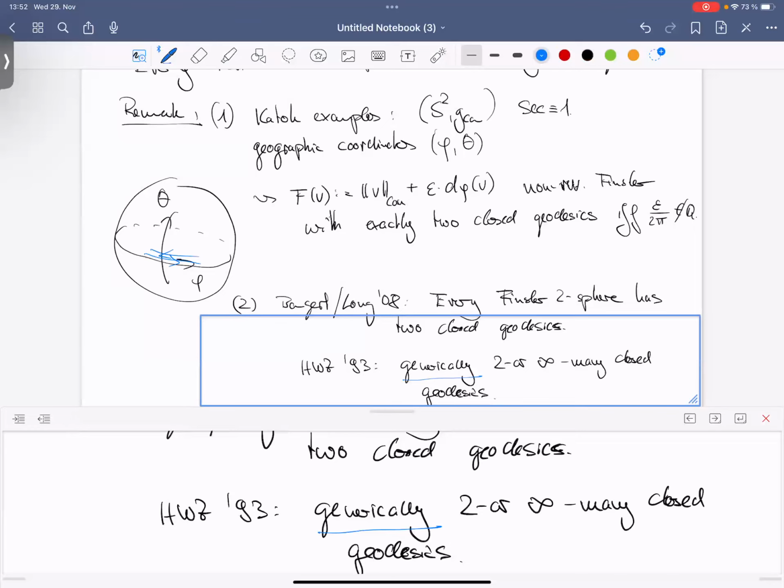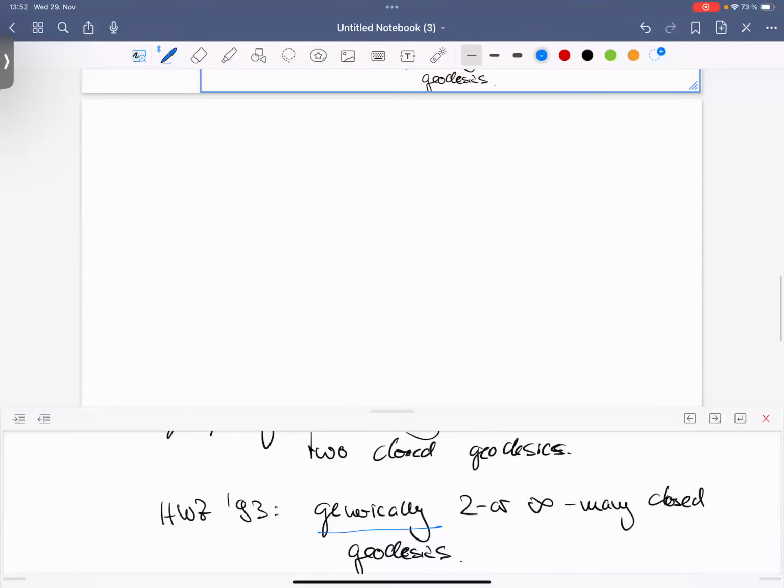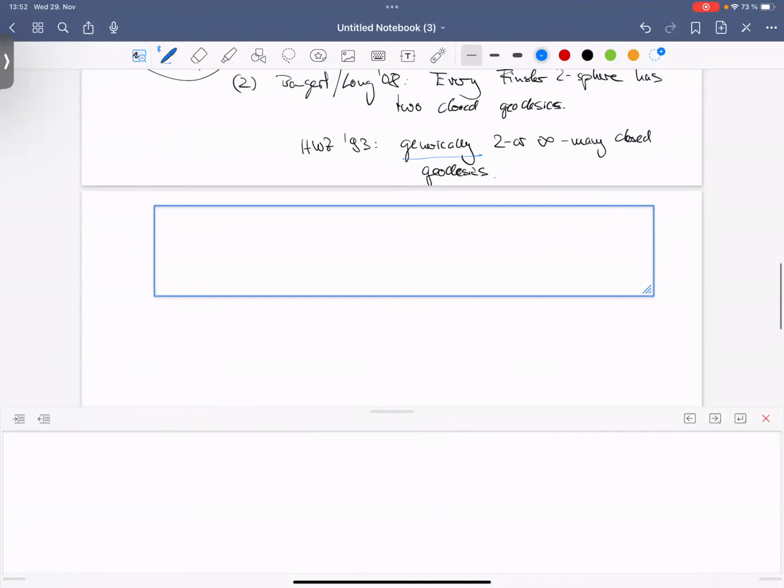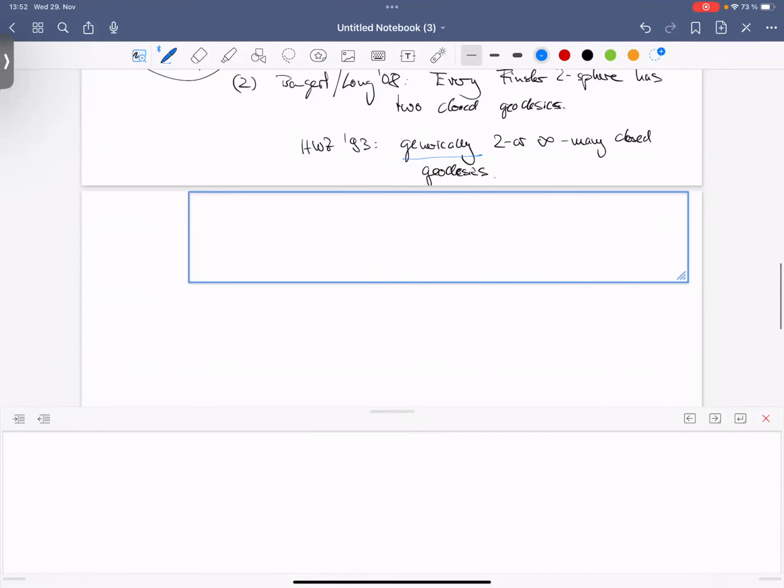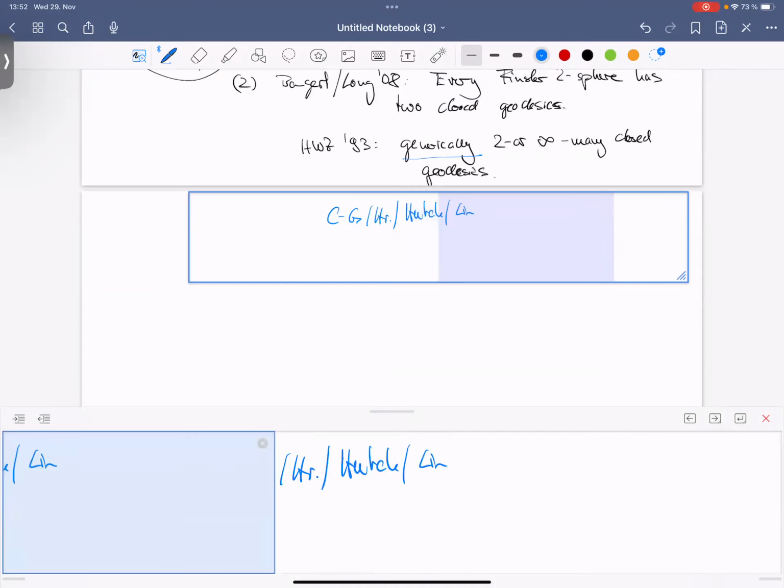And there has been a recent claim by a group of authors, Christopher Gardner, Hryniewicz, Hutchings and Lin, that this is true without genericity.